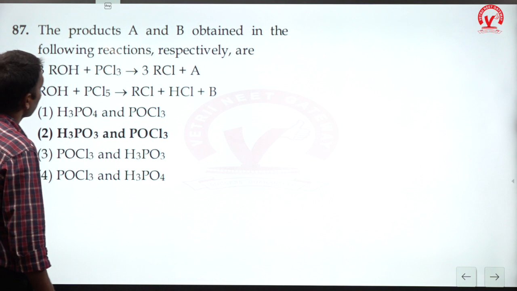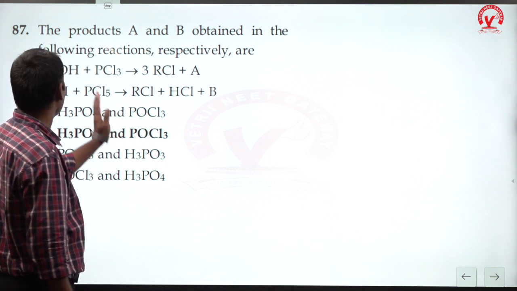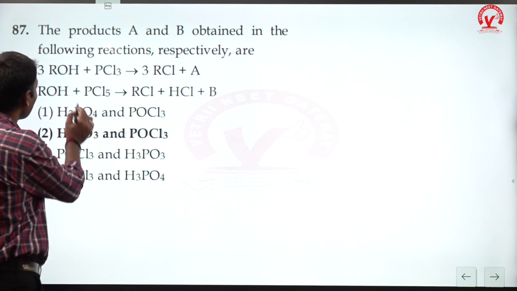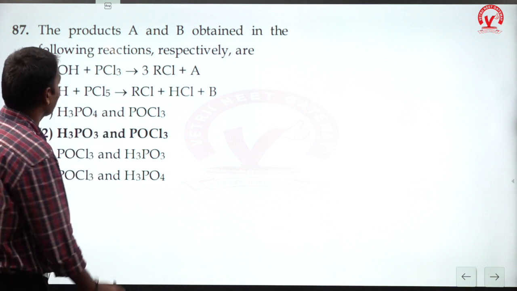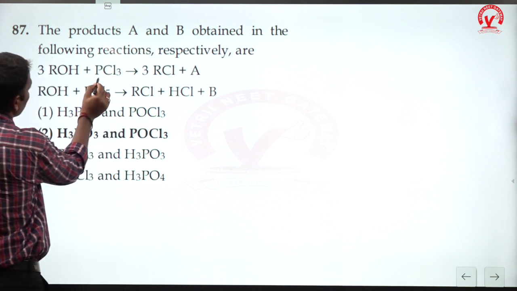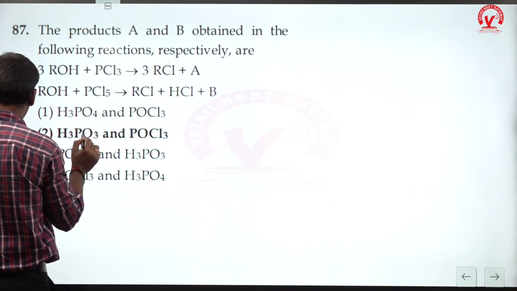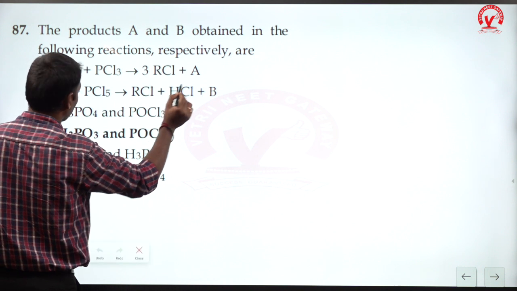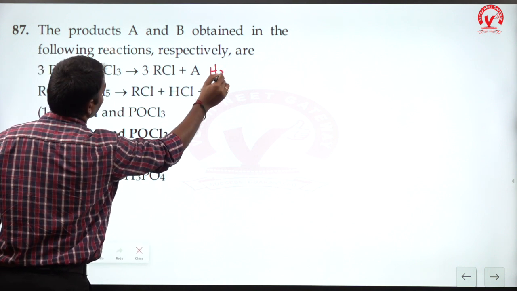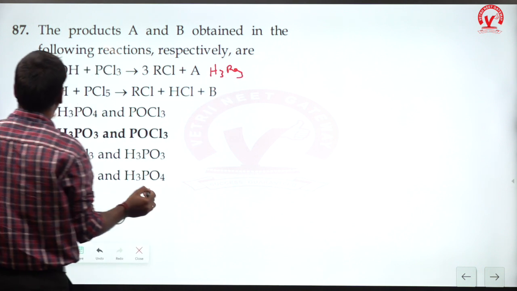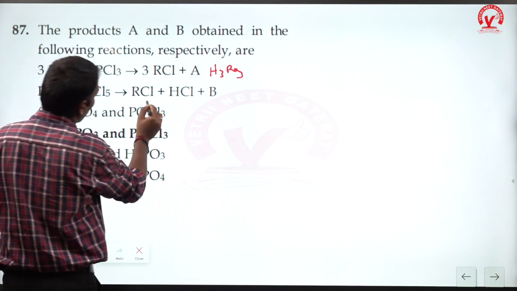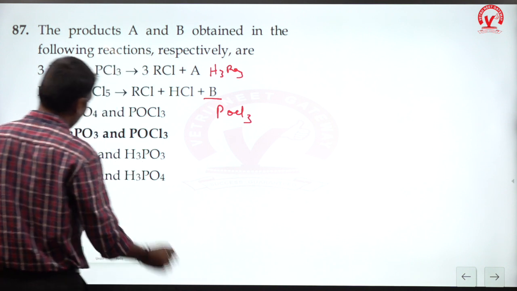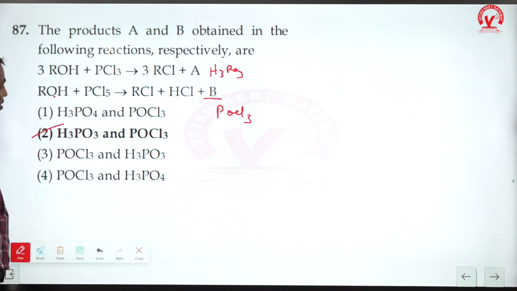Question number 87. The products A and B obtained in the following reactions respectively. This is the preparation of alkyl halides. Direct question. So when we use PCl3, we will get H3PO3. Here A is what? H3PO3. And if you take PCl5, the byproduct is POCl3. Right? The option 2 is the correct answer for this question.